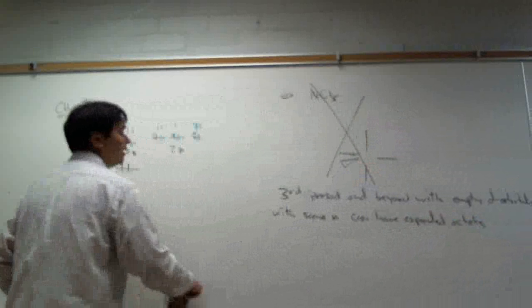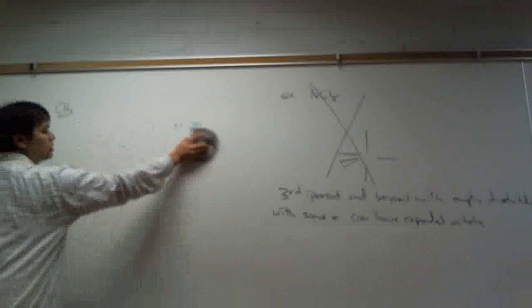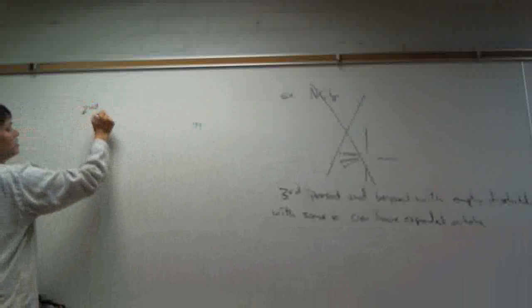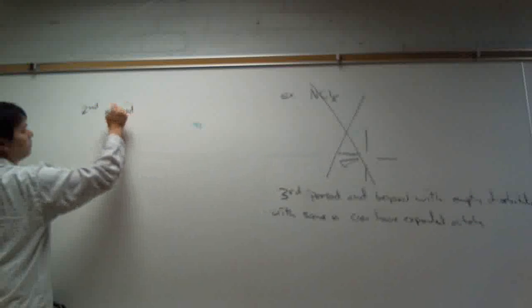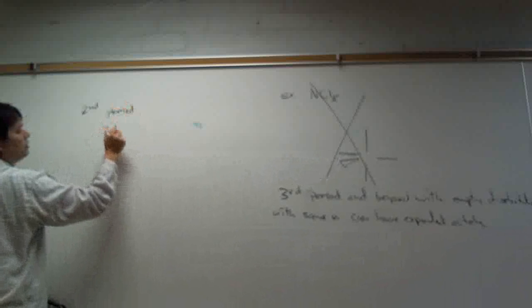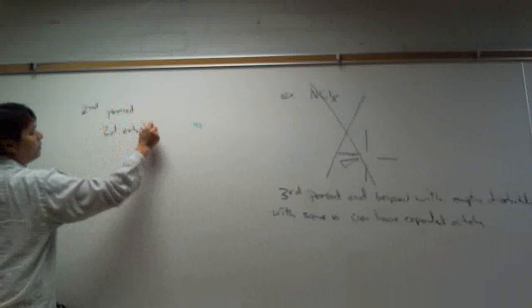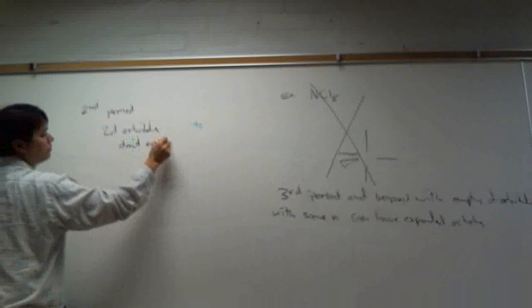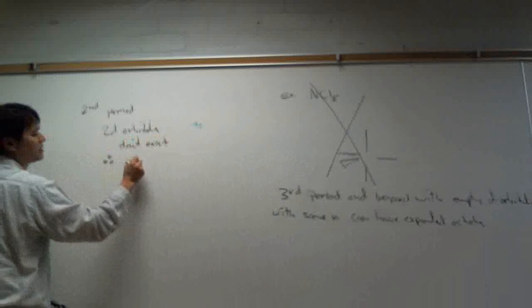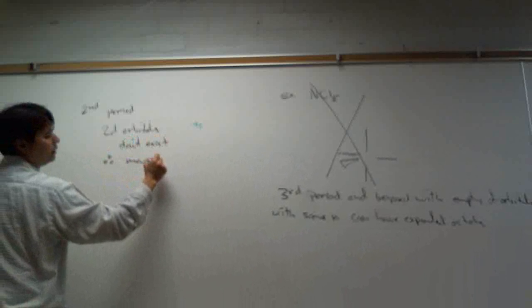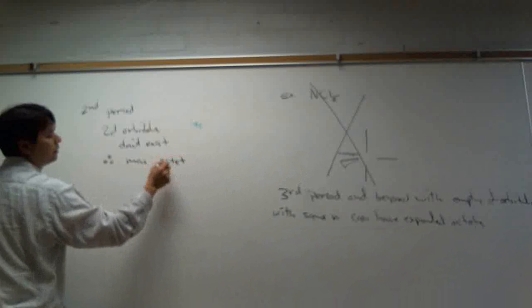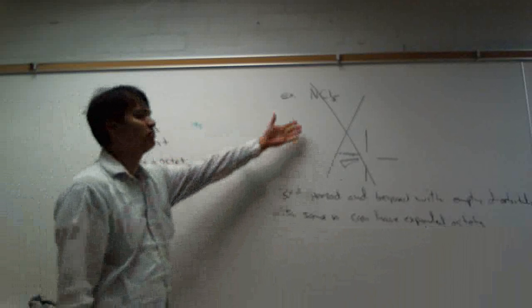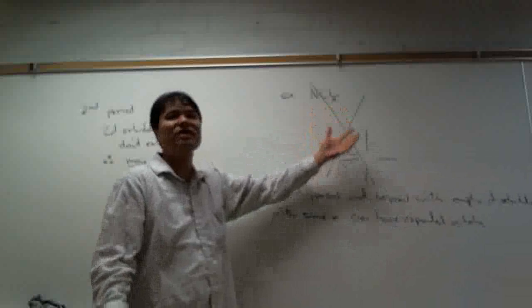Second period, like carbon, nitrogen, etc., these can never go beyond 8. And so for the second period, we know that the 2d orbitals are forbidden. 2d orbitals don't exist. Therefore, the max is an octet. We can never go beyond an octet. And so if you saw something like NCl5, no, that doesn't happen because it's nitrogen.